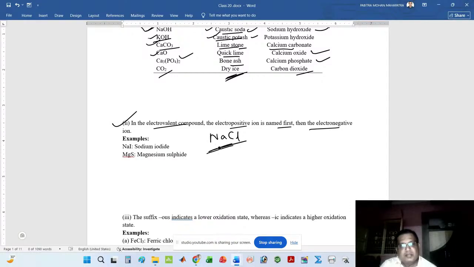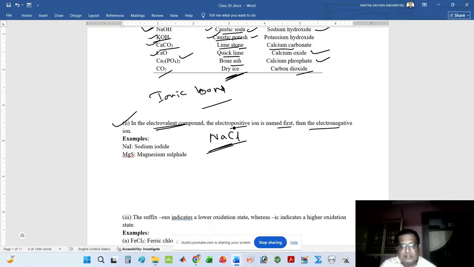Here the bond present between sodium and chlorine is an electrovalent bond, that is, an ionic bond. So this is called an electrovalent compound. An electrovalent compound means a compound which is formed by an ionic bond. There are many examples of electrovalent compounds, like NaCl, MgS, KBr, KCl. You can think of many electrovalent compounds.